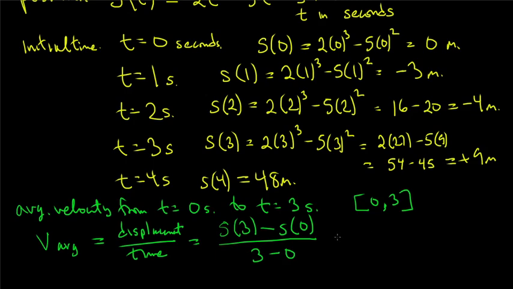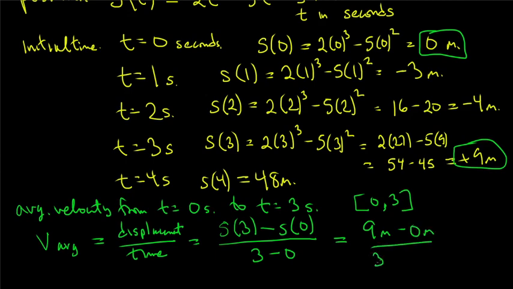Okay, so I already calculated s of 3, that was the 9 meters here. And s of 0 was 0 meters. And this is 3 seconds minus 0 seconds. So we get 9 divided by 3. This is 3 meters per second. So that's the average velocity in the first 3 seconds.